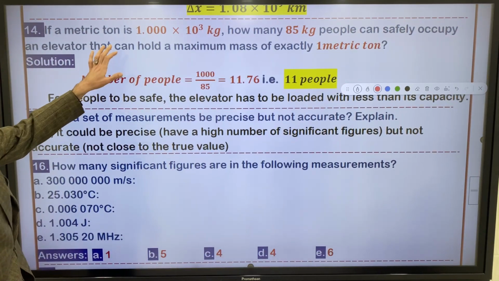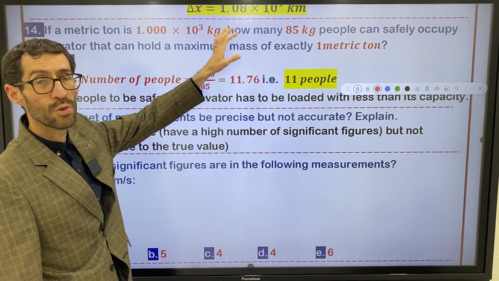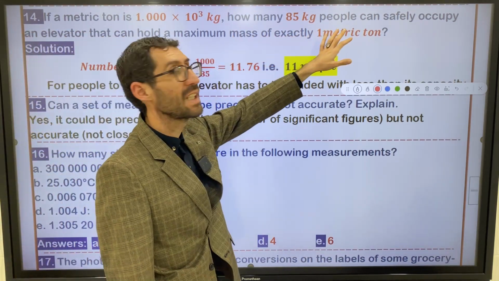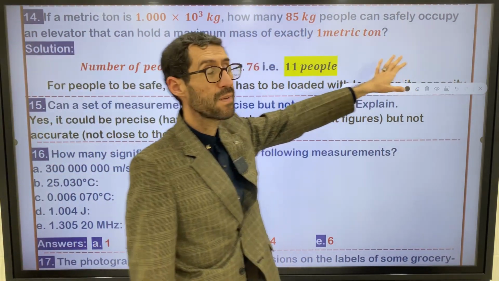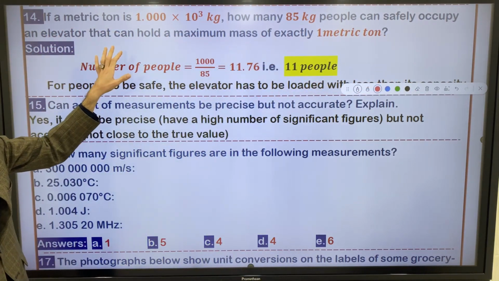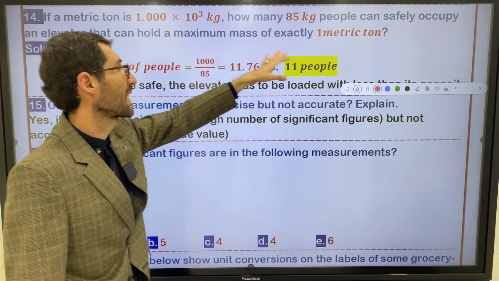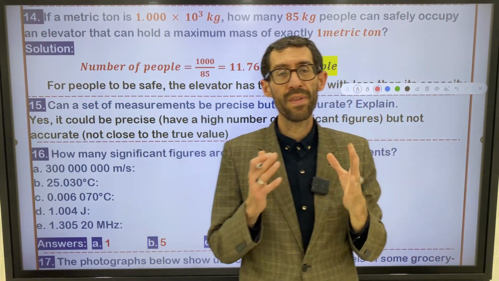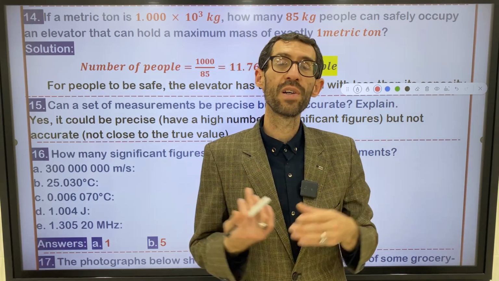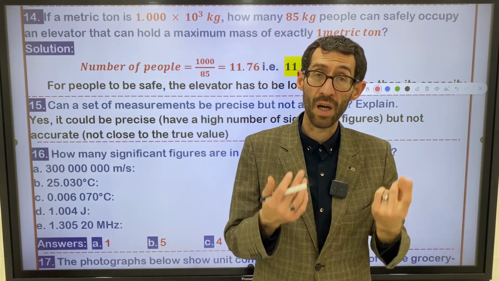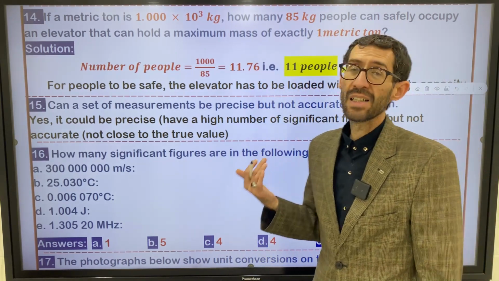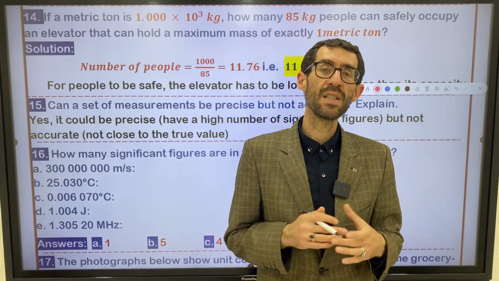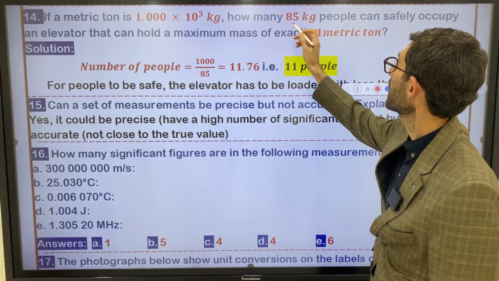If a metric ton is 1 times 10 to the power 3 kilogram, meaning 1,000 kilogram, how many 85 kilogram people can safely occupy an elevator that can hold a maximum mass of exactly 1 metric ton? The capacity of the elevator is 1,000 kilogram, or 1 metric ton, right? Consider that the mass of any person is 85 kilograms, right?